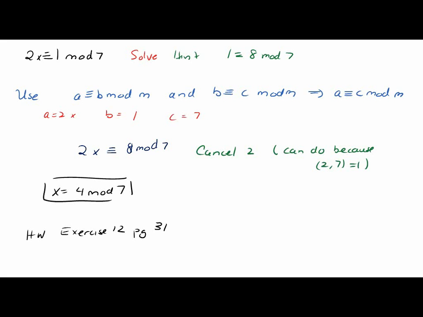So the homework is not problem 12, the homework is exercise 12 on page 31. It's along the same lines where you're going to have to look at those properties and try to figure it out. And these will appear on the test.